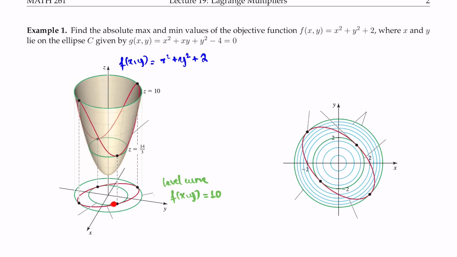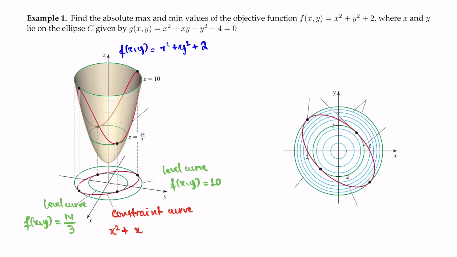And this smaller curve inside is the level curve of the function f of x comma y when f of x comma y equal to 14 over 3. So this is the level curve when f of x y equal to 14 over 3. Now the red curve is the constraint curve given to us in the form of g of x y equal to x squared plus xy plus y squared minus 4 equal to 0. So here you have the constraint curve, that is x squared plus xy plus y squared minus 4 equal to 0.